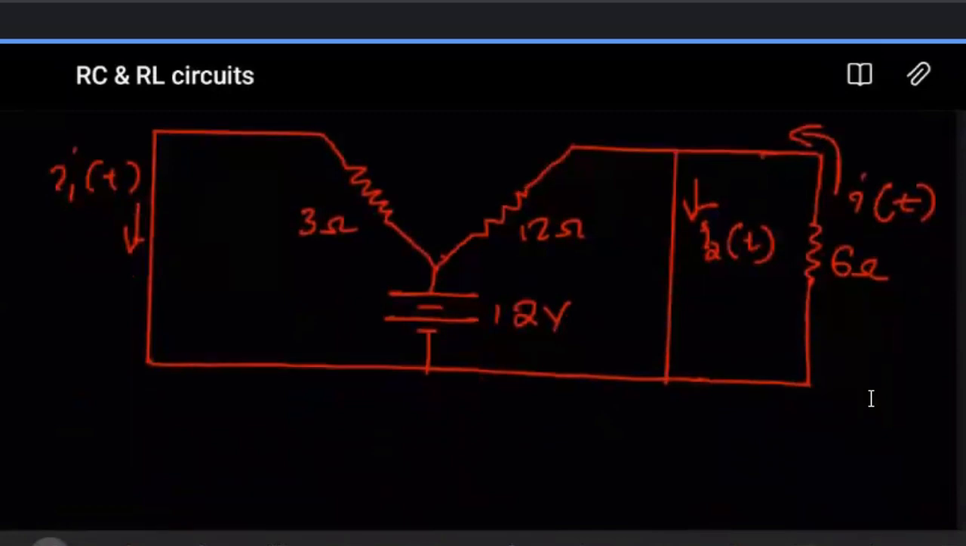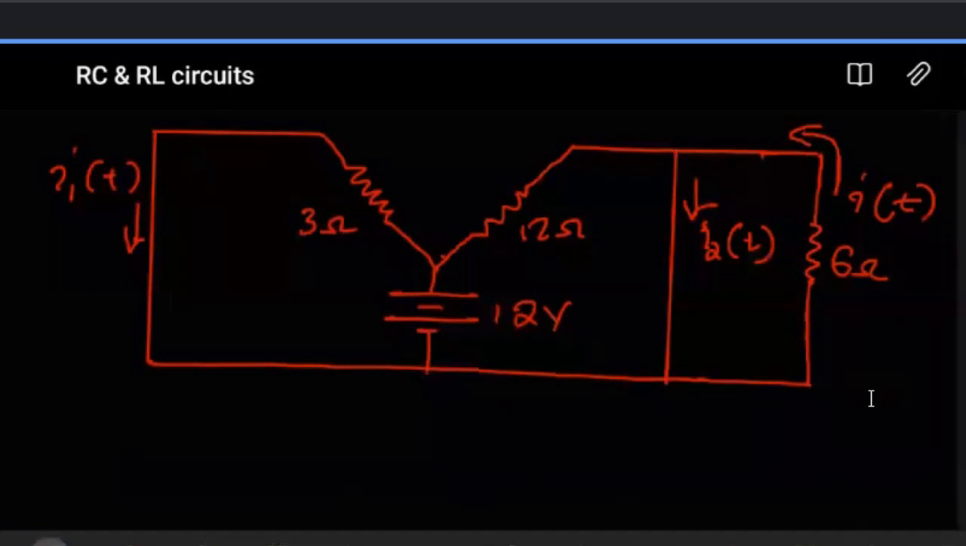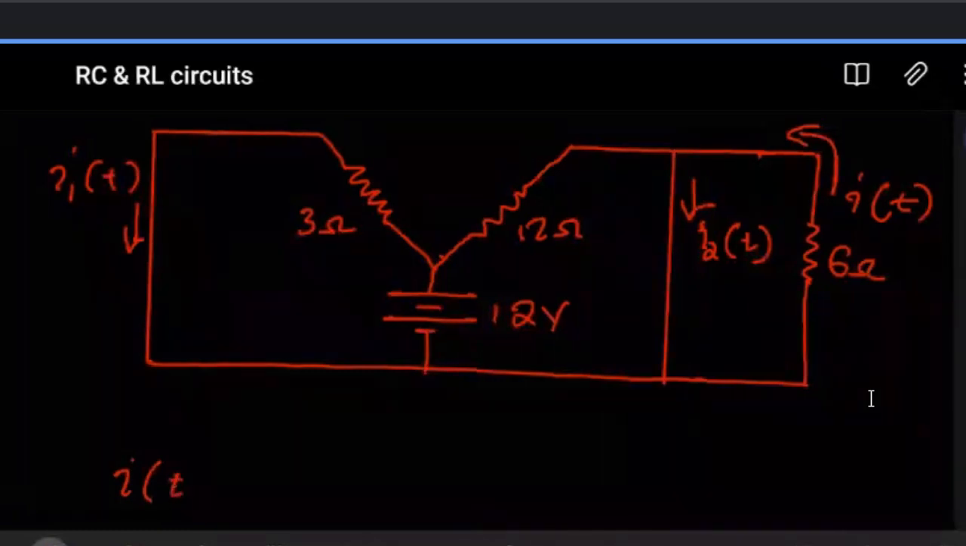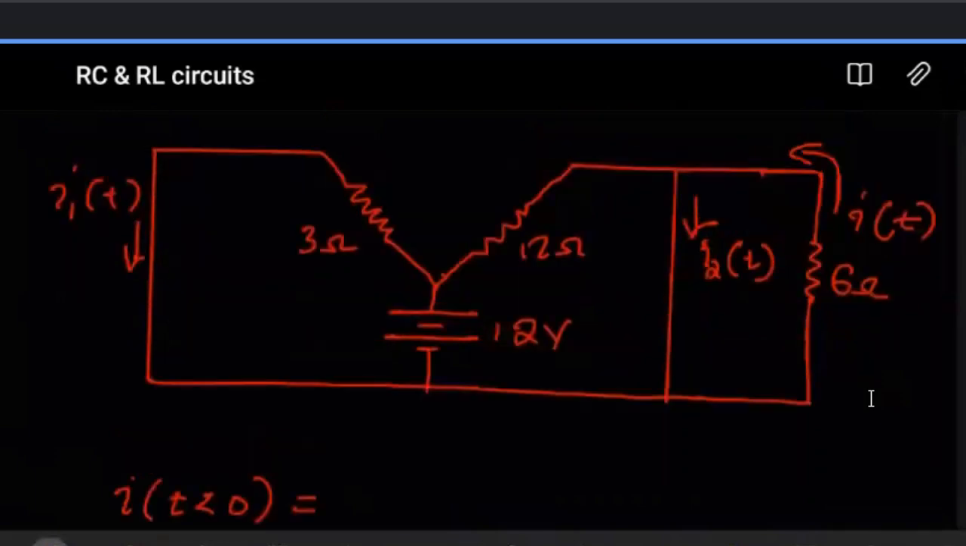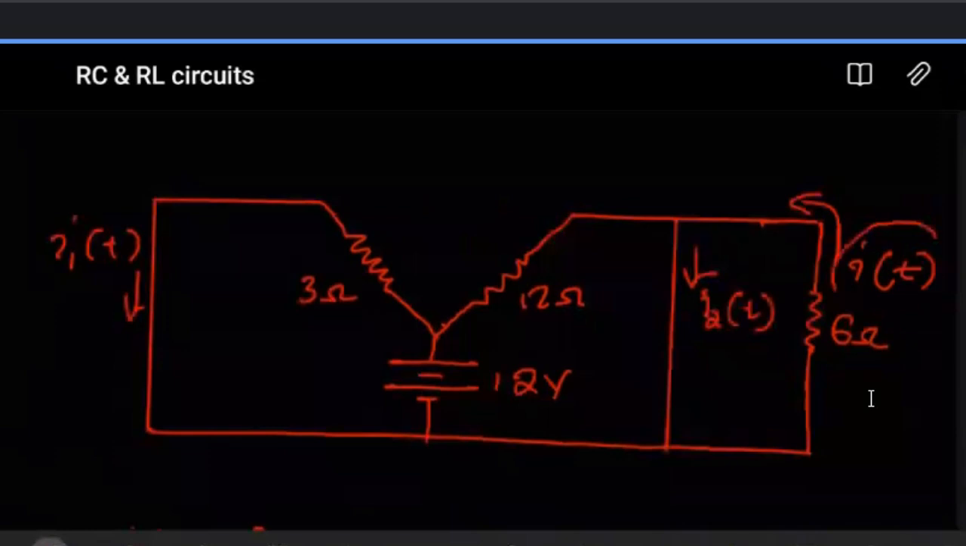Now, by observing the circuit that we've drawn for t less than 0, what can you conclude here? So let me ask you, I, the current passing through the 6 ohm resistor. So what would be the value of IT for t less than 0? What would be IT? So I for t less than 0. What would be this for this circuit? And IT, it's this one here. So what would be the value of the current there when time is equals to 0?